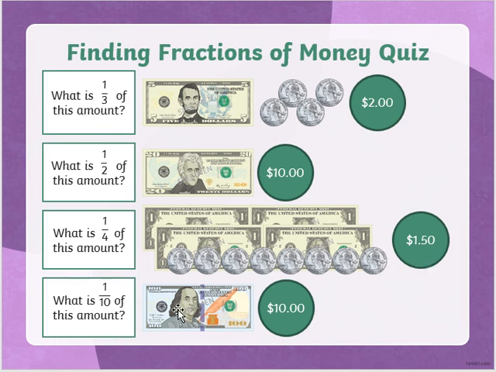And then the last one is a $100 bill. What is 1/10 of $100? $10. 10 times 10 equals 100. So you see, you can easily use fractions when you're counting your money to help you determine the amount of money needed for something.